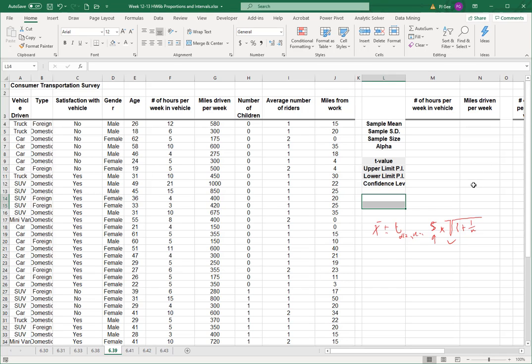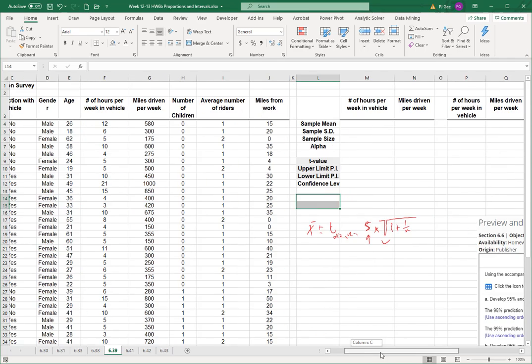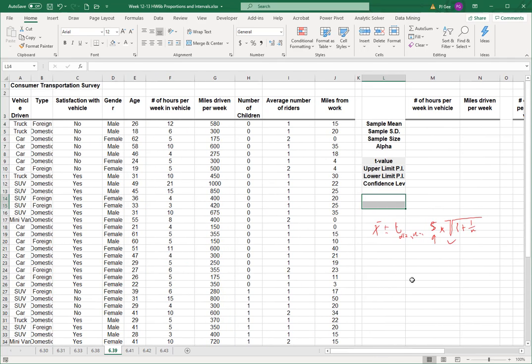Okay. So this is the larger file that's available for the problem. Let's look at how many samples there really are. It looks more complicated than it is. Number of hours per week in vehicle. Well, they have different kinds of vehicles. Whether it's foreign or domestic, we're going to ignore. Satisfaction, we don't care about. Gender, age. There we go. There's hours per week in vehicle.